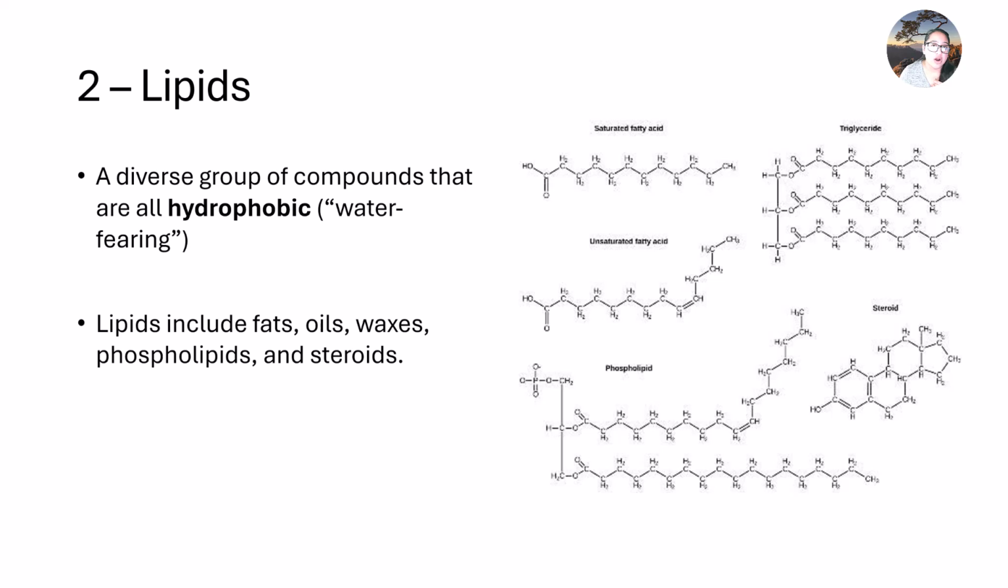Other things that fall under the category of lipids include fats, oils, waxes, phospholipids, and steroids. So even though these things can be very different and there's different kinds of lipids, they all fall under lipids. If you think about things that are hard to mix with water, those are usually lipids.